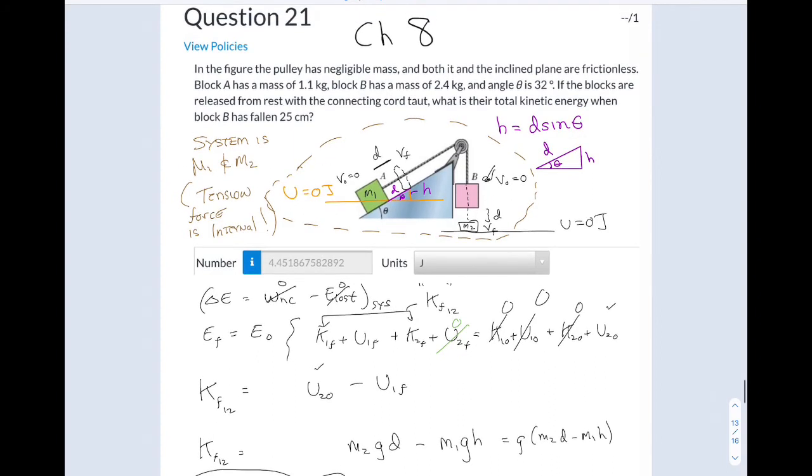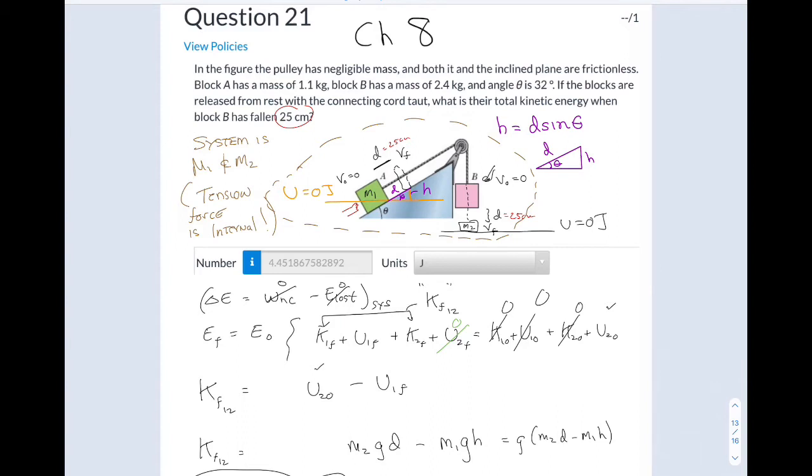So here's number 21. Take a peek at this one, you can put on pause. Basically, someone's going to let go of that. Both of these are going to move the same distance. If this one falls 25 centimeters, this one also moves up 25 centimeters. And they want to know, released from rest, what's their total kinetic energy? So I'm solving for K total.